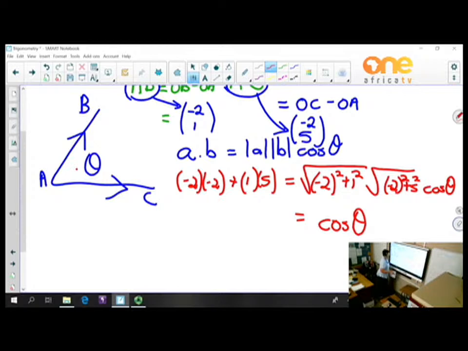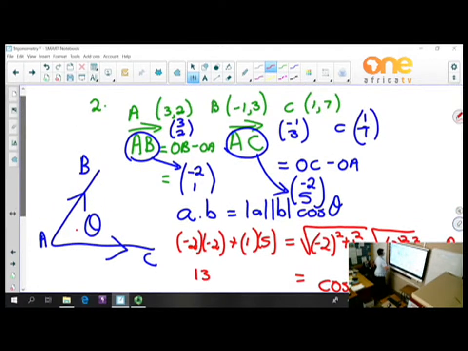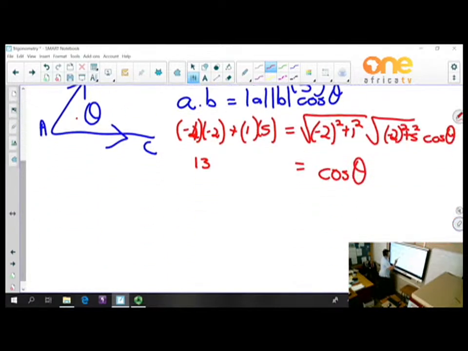So i times i plus j times j plus k times k, and that gives you 13. No, it seems that there's a mistake here. Let's just go back to AB. The vector AB is then OB minus OA. So it is negative 1 minus 3, which will be negative 4. Negative 4, 1 there. So this will then be negative 4. Sorry, that's how we get the 13.